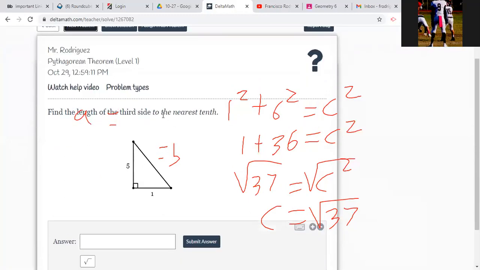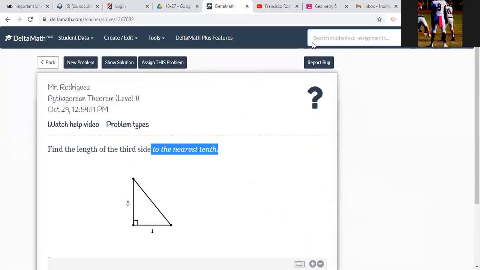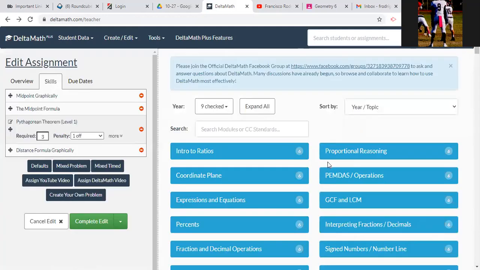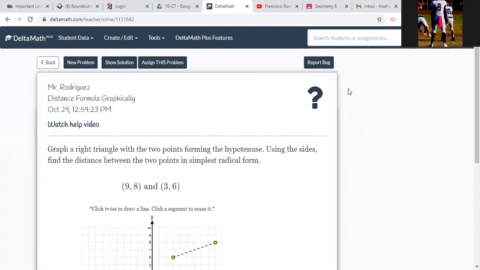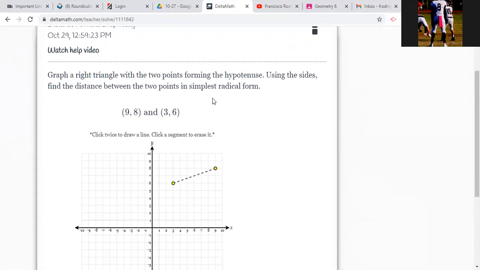Now, if it's asking you to round it to the nearest tenth, then you would turn it into a decimal. Okay. And finally, we're just going to practice our distance formula, or just finding the distance.